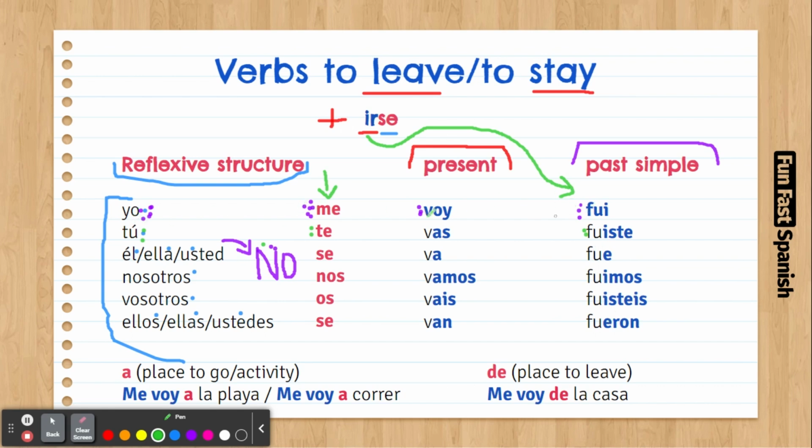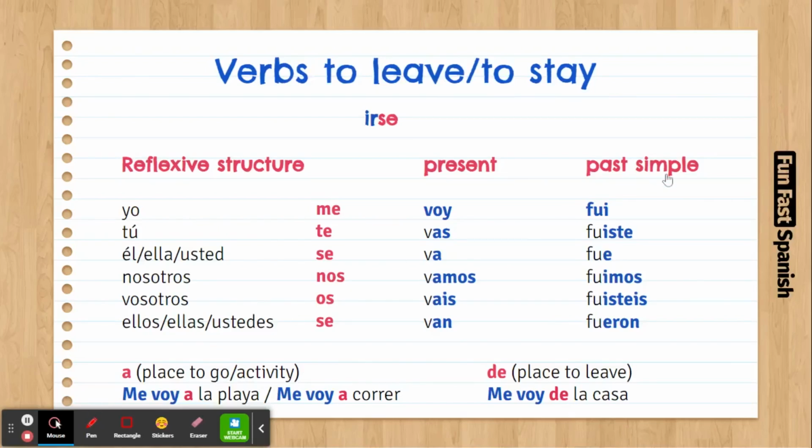So, yo me fui, I left. Tú te fuiste, you left. Él se fue, he left. Nosotros nos fuimos, we left. Vosotros os fuisteis, you guys left. Ellos se fueron, they left.